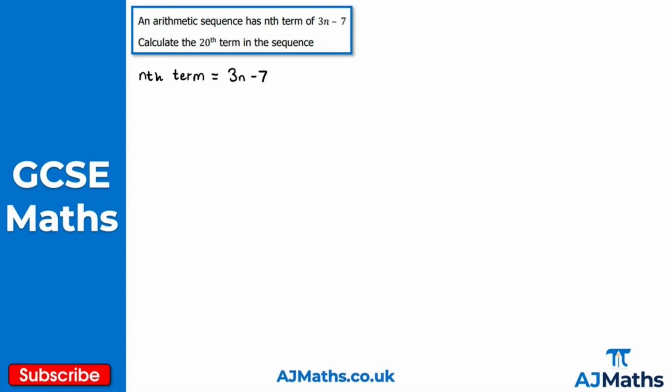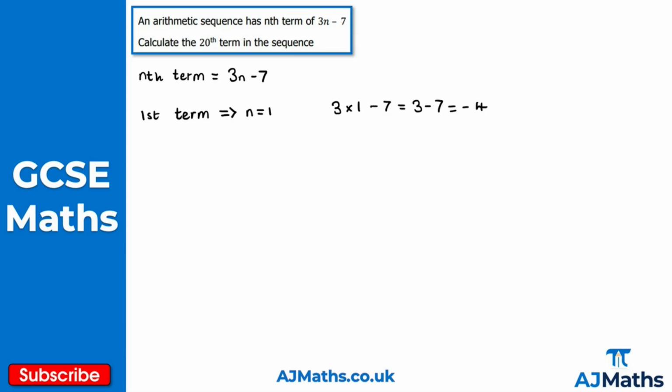For example, if we wanted the first term, that would be when n equals 1. All I'd simply do here is substitute n equals 1 into my formula for the nth term. So that would be 3 times 1 minus 7. I'd get 3 minus 7, giving me minus 4. So the first term in this arithmetic sequence is minus 4.